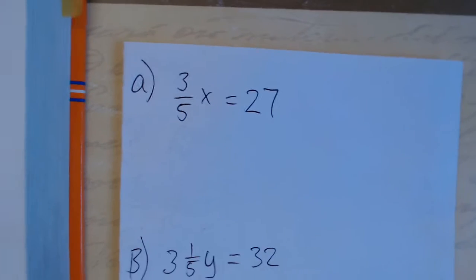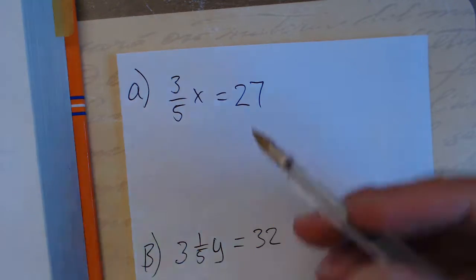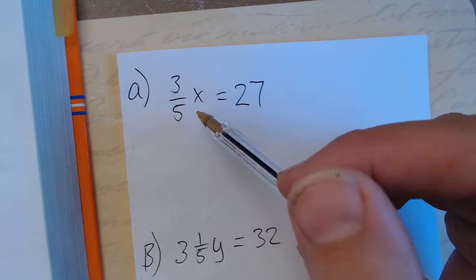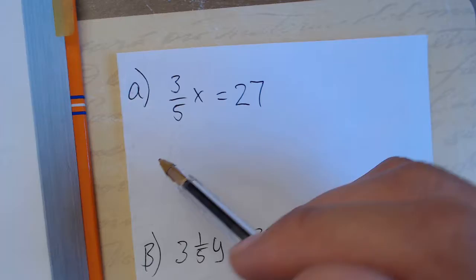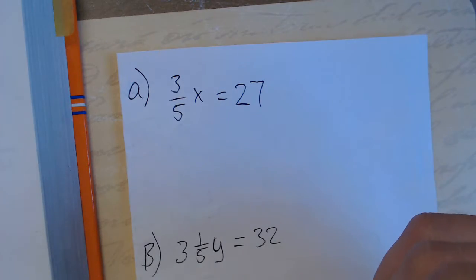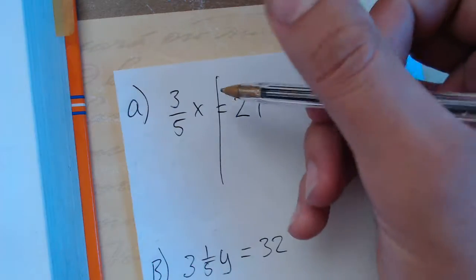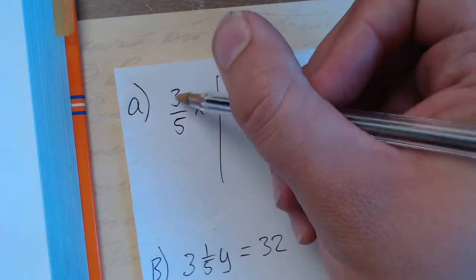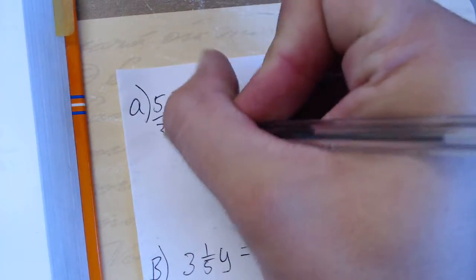Starting with A, we have 3/5 times x equals 27. So to use the multiplicative property, all we have to do is multiply the coefficient of x by its inverse to eliminate it, and if we do that to one side, we do it to both sides. That's our rule for equations. So we'll start by drawing a line in the middle to cut the equation in half, and the inverse of the coefficient is what we're going to multiply. So if our coefficient is 3/5 times x, the inverse would be 5/3.